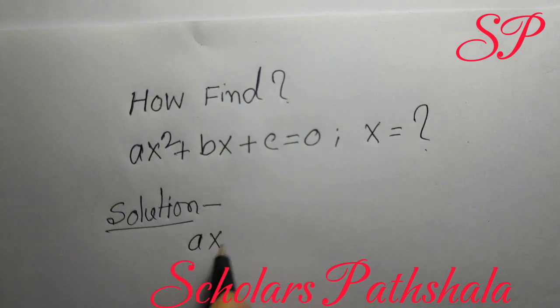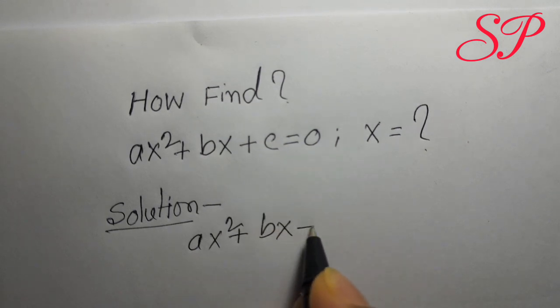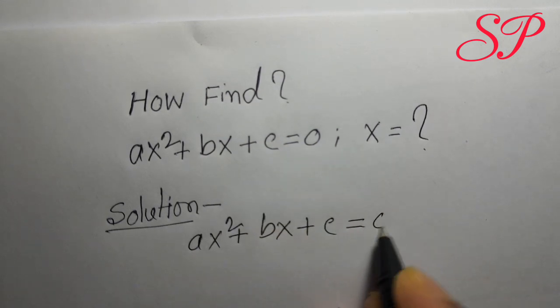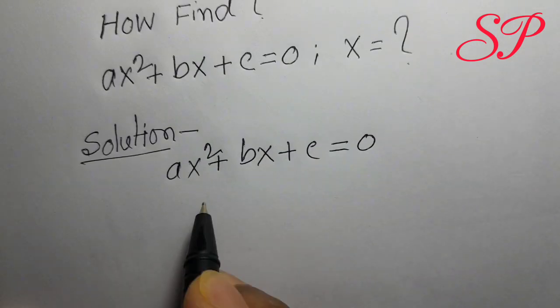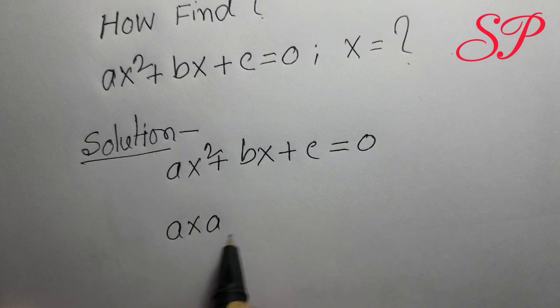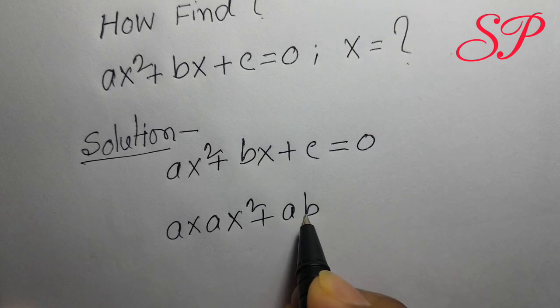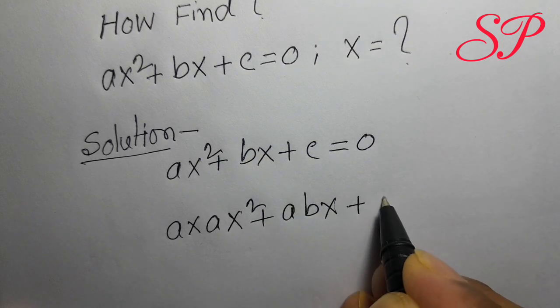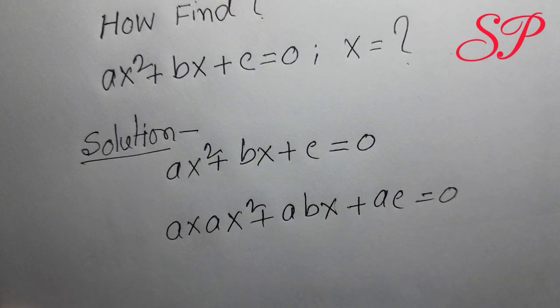Here given that ax square plus bx plus c is equal to 0. We multiply both sides by a. We can write a into ax square plus bx plus c, that is a square x square plus abx plus ac is equal to 0.